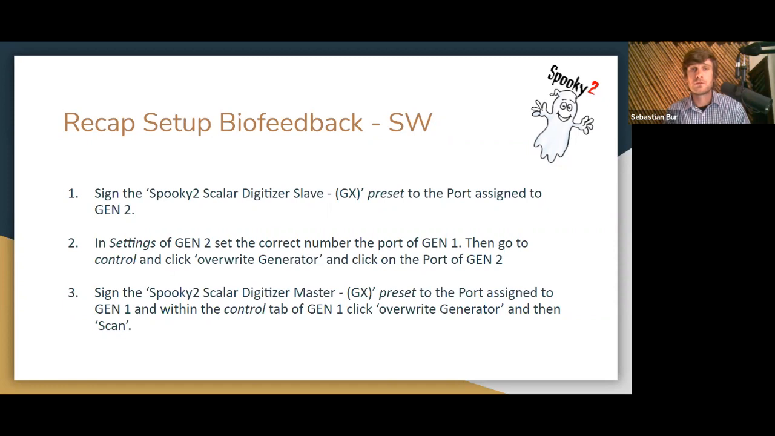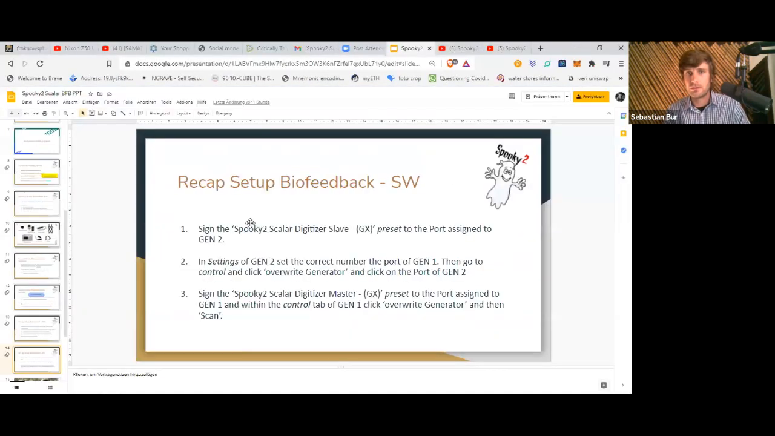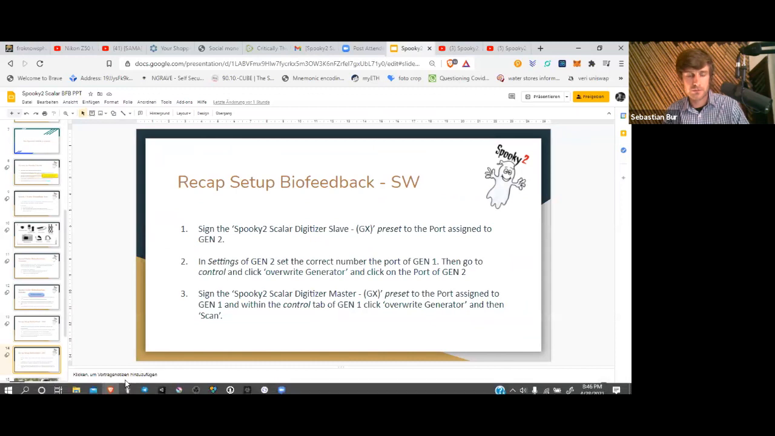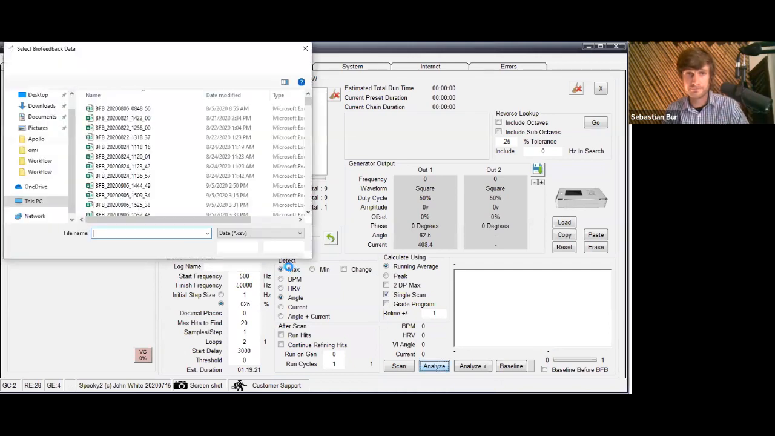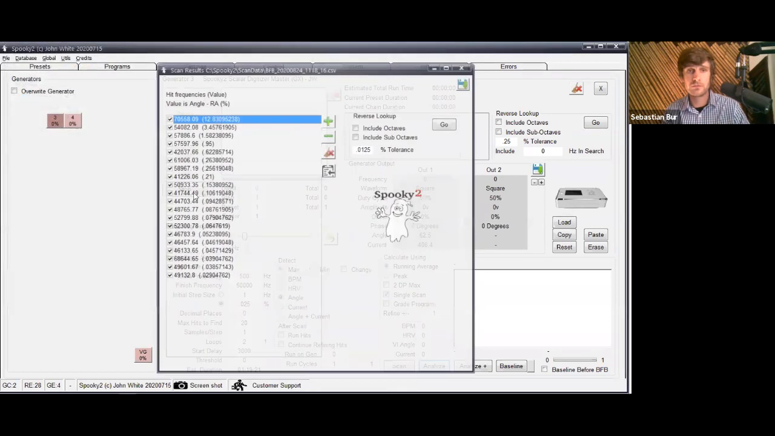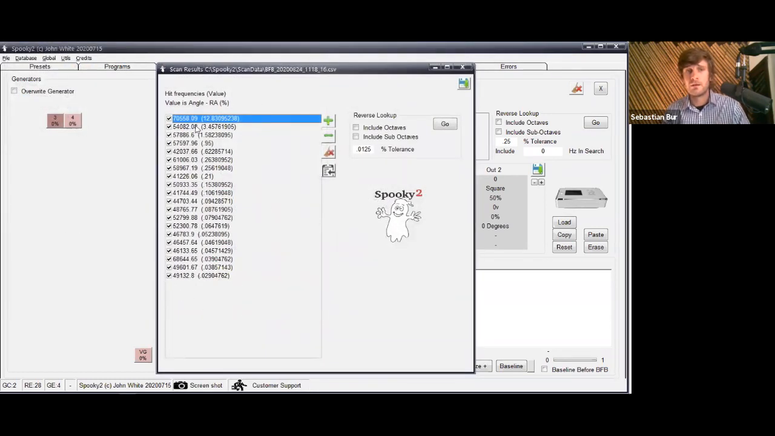And so what will happen, maybe I should show this also real quick. If you haven't done a scan yet, after the scan is done, and I'll just pick a random biofeedback scan that we have done previously, it will show you something like this. Now, these are just the hits, the frequencies that it got. So there was something with 70,585,000 hertz, something with 44,703 hertz, etc.